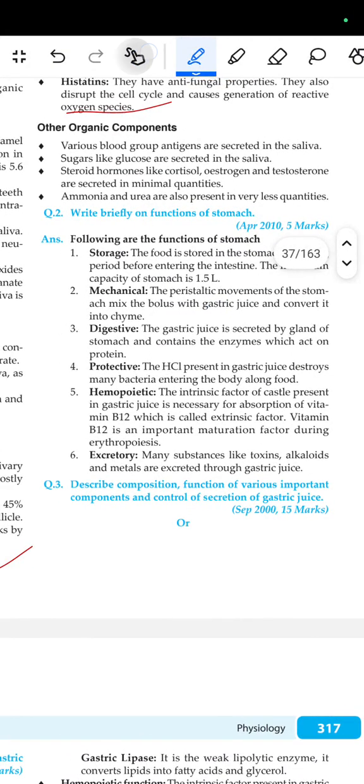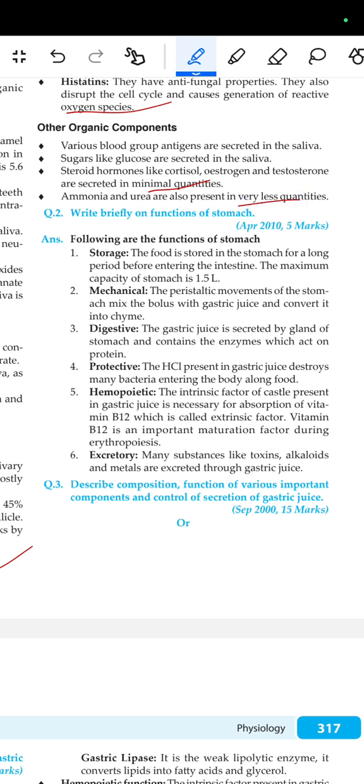Other organic components: the various blood group antigens are secreted in the saliva. Sugars like glucose are secreted in the saliva. Steroid hormones like cortisol, estrogen and testosterone are secreted in minimal, small quantities. Ammonia and urea are also present in very small quantity.